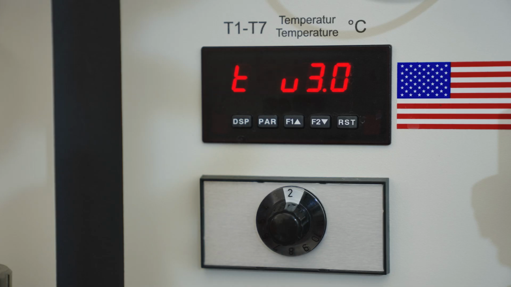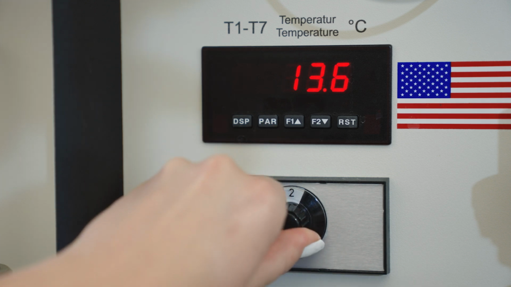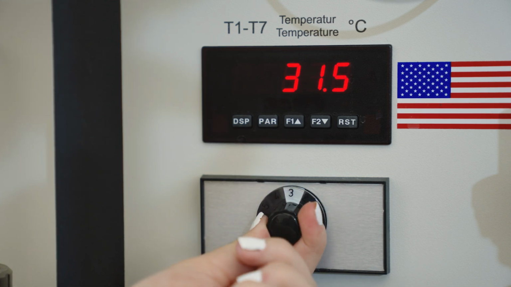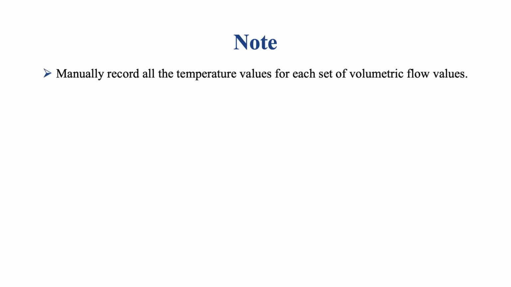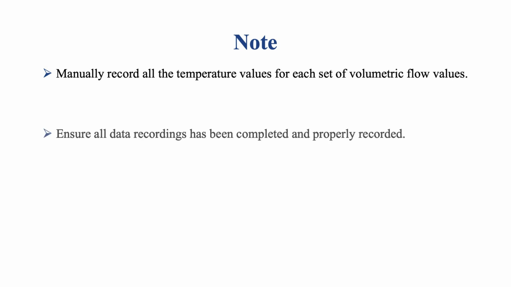Locate the temperature display and dial above the heater controller. Use the dial to cycle through thermocouple readings of each temperature sensor. There are 7 possible temperature options, which are labeled as T1, T2, and so on up to T7. Wait until the heat exchanger has reached a steady state. Manually record all temperature values for each set of volumetric flow values when the device has reached equilibrium. Ensure all data recording has been completed and properly recorded.